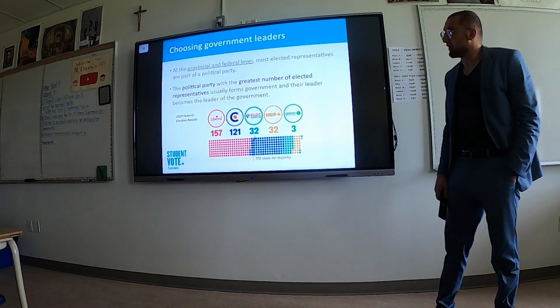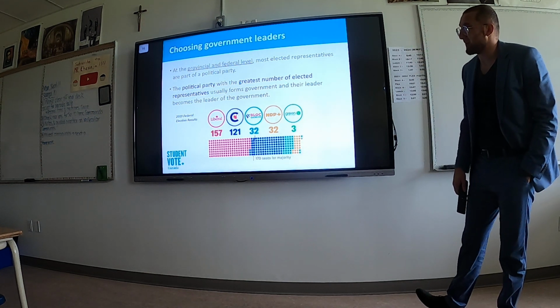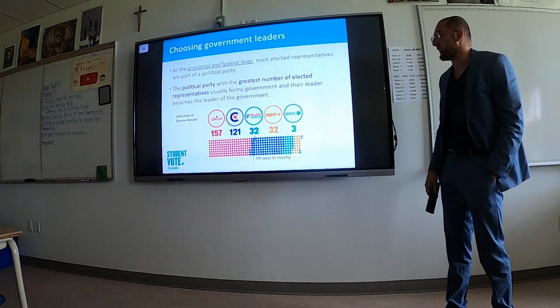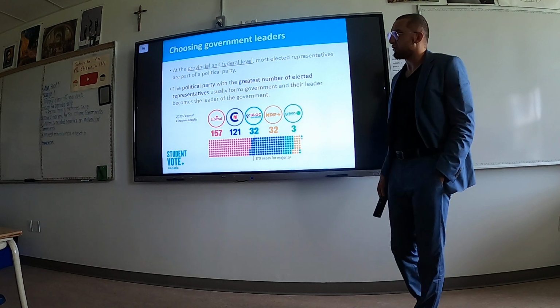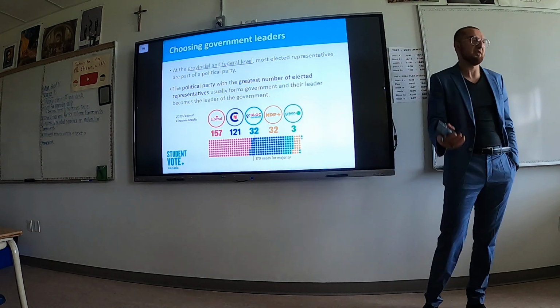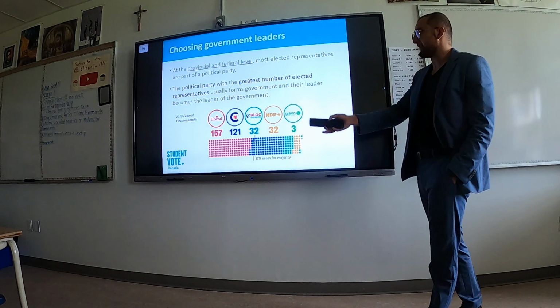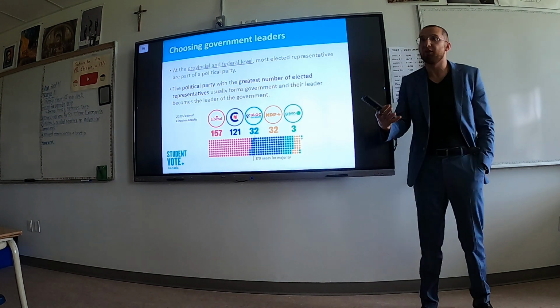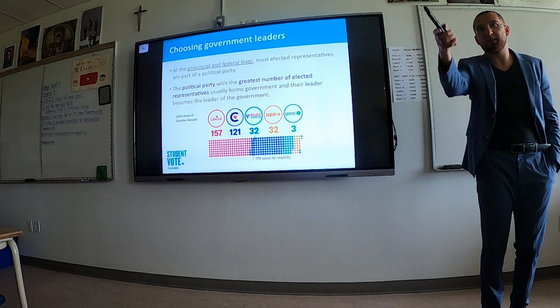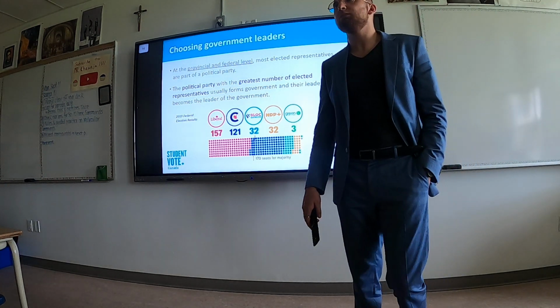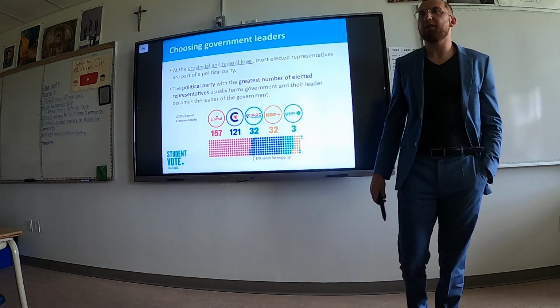Okay, so the political party with the greatest number of elected representatives usually forms government, and their leader becomes the leader of the government. I don't know why it says usually. I can't really think of other situations where, obviously, if the Conservatives had more seats than the Liberals in this situation, then the Conservatives form the government, right? Yes? So for the local government, what is the name for it? We'll get to the local stuff in a minute.